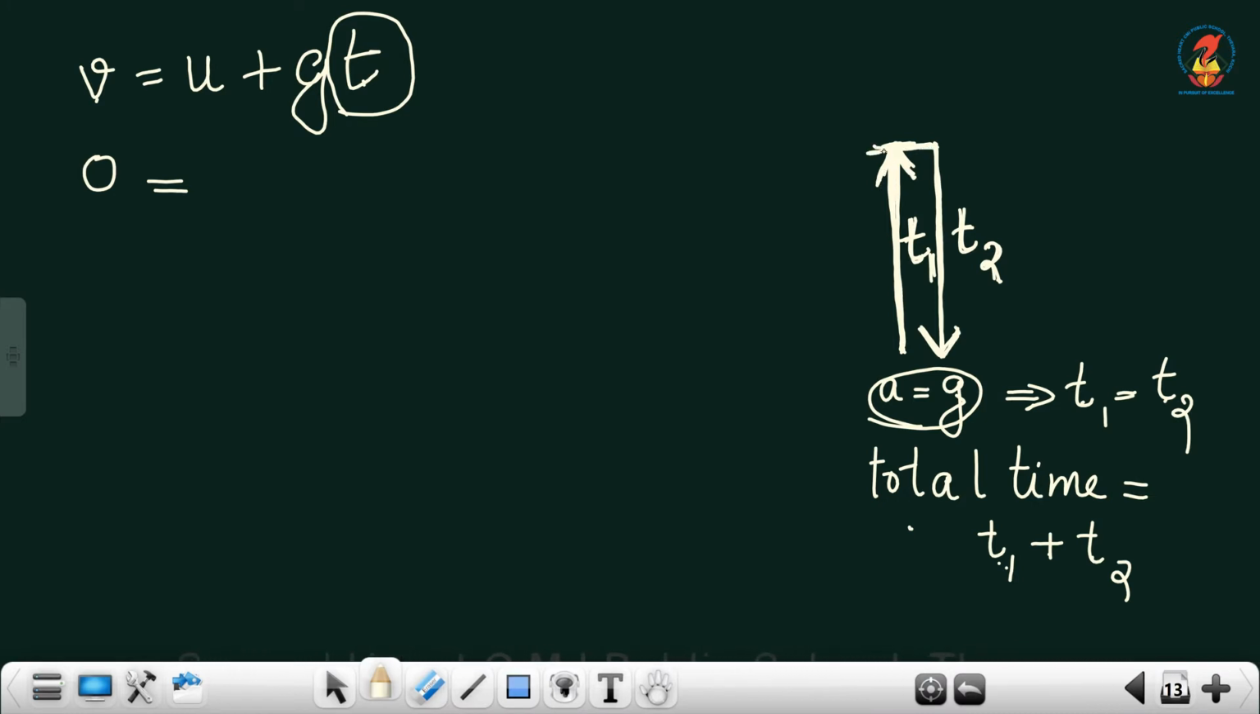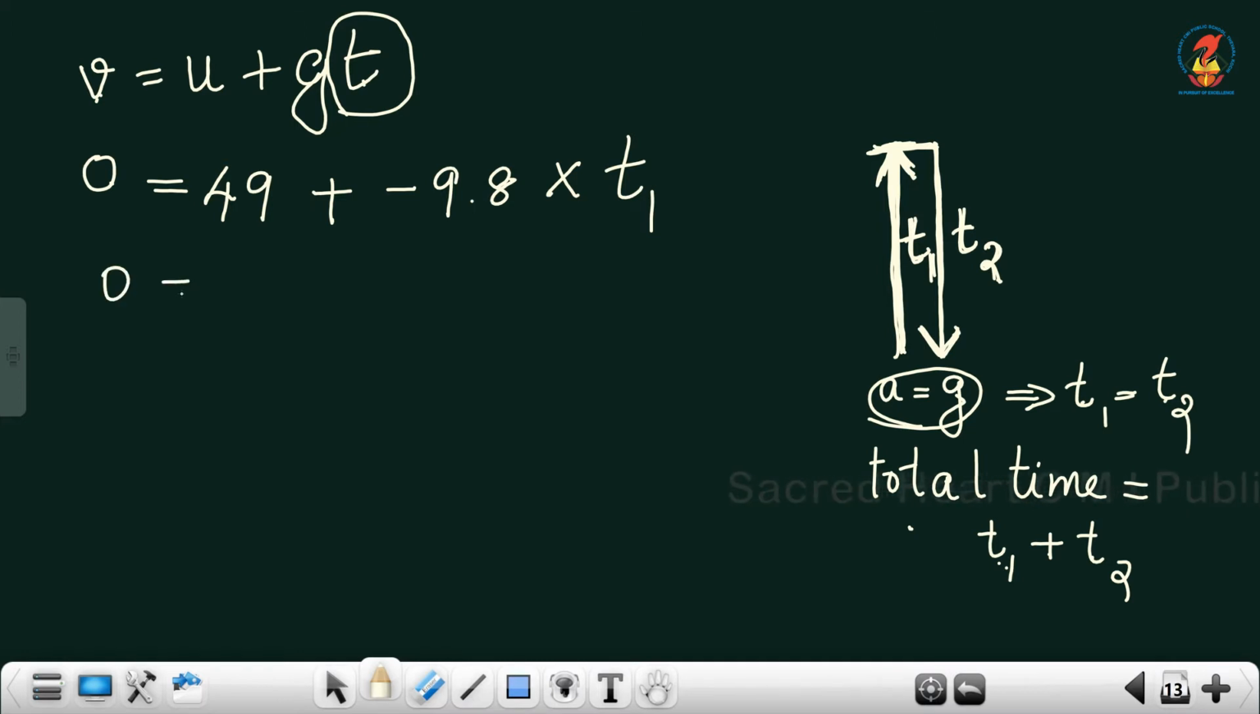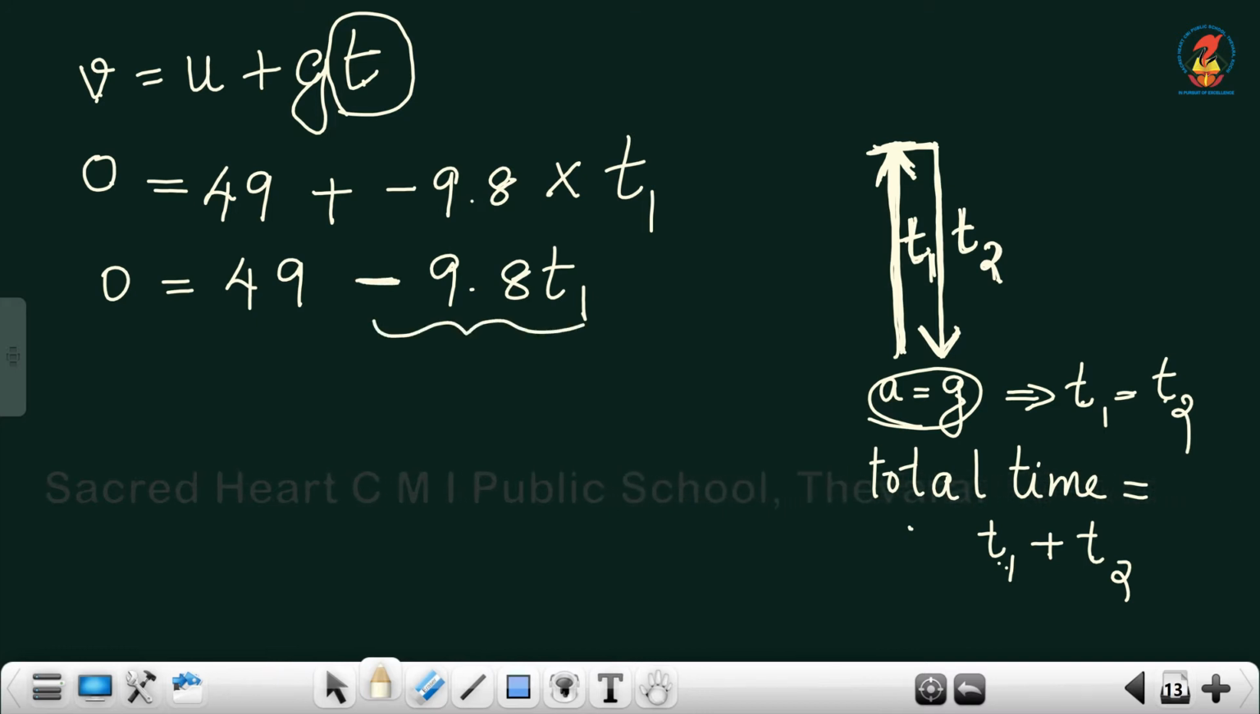So, when the object reaches maximum height, the final velocity is 0, plus the initial velocity is already given as 49 meter per second, and the object is moving upwards. So, g will have a minus value, that is minus 9.8 into T1. The time taken for the body to reach the maximum height: 0 is equal to 49 minus 9.8 T1. Now, take this minus 9.8 T1 to the other side.